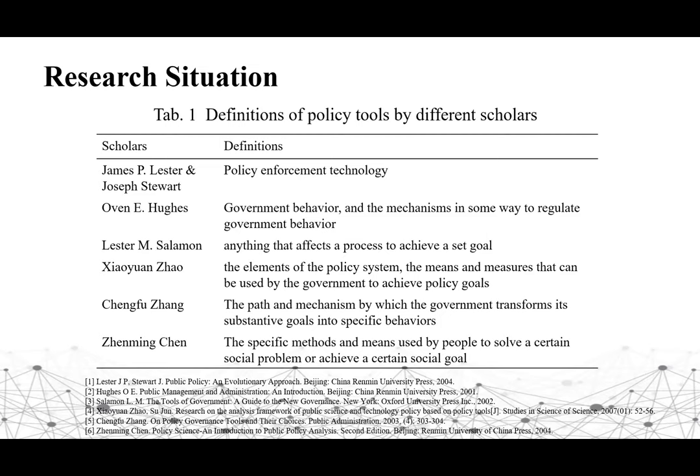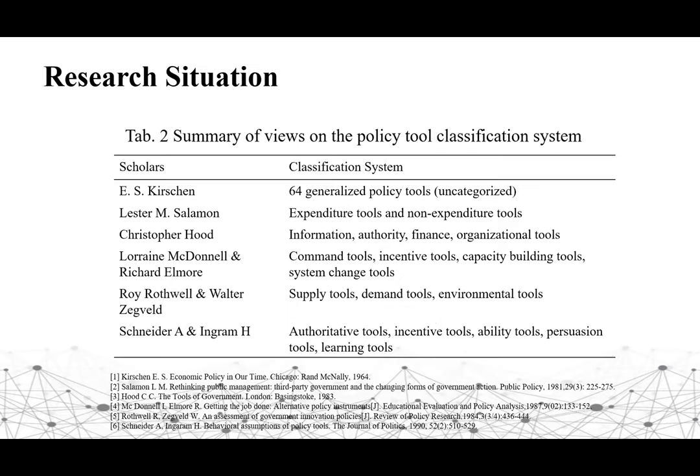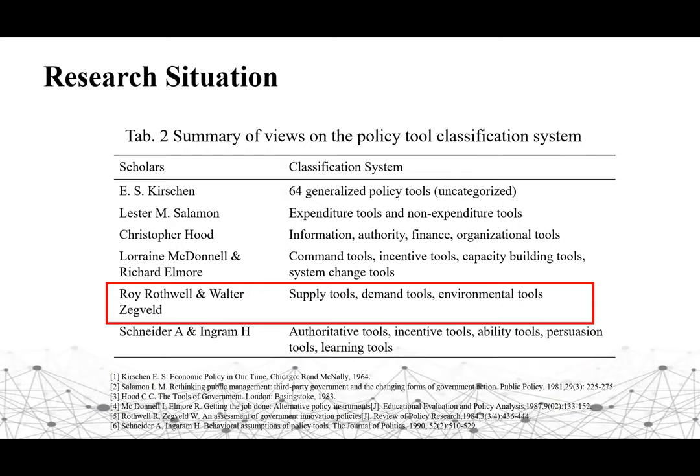Some scholars propose classification systems for policy tools. Creason first proposed 64 generalized policy tools, but did not classify them. In the above point of view, we focus on Roosevelt's proposal to divide policy tools into three categories: supply tools, demand tools, and environmental tools. The classified system covers most types of policy tools and is the most widely used in China.